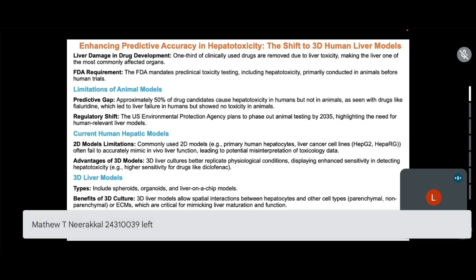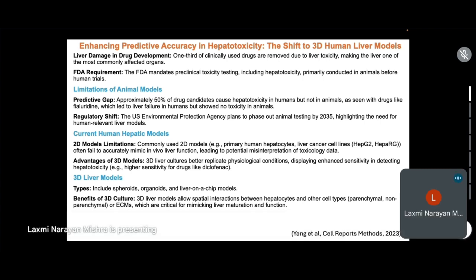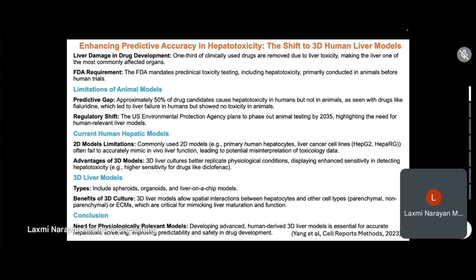Coming to 3D liver models, that includes spheroids, organoids, and liver-on-a-chip models. They allow spatial interaction between hepatocytes and other cell types, such as parenchymal and non-parenchymal cells, or the extracellular matrix, which we call ECM, which is critical for mimicking liver maturation and function.